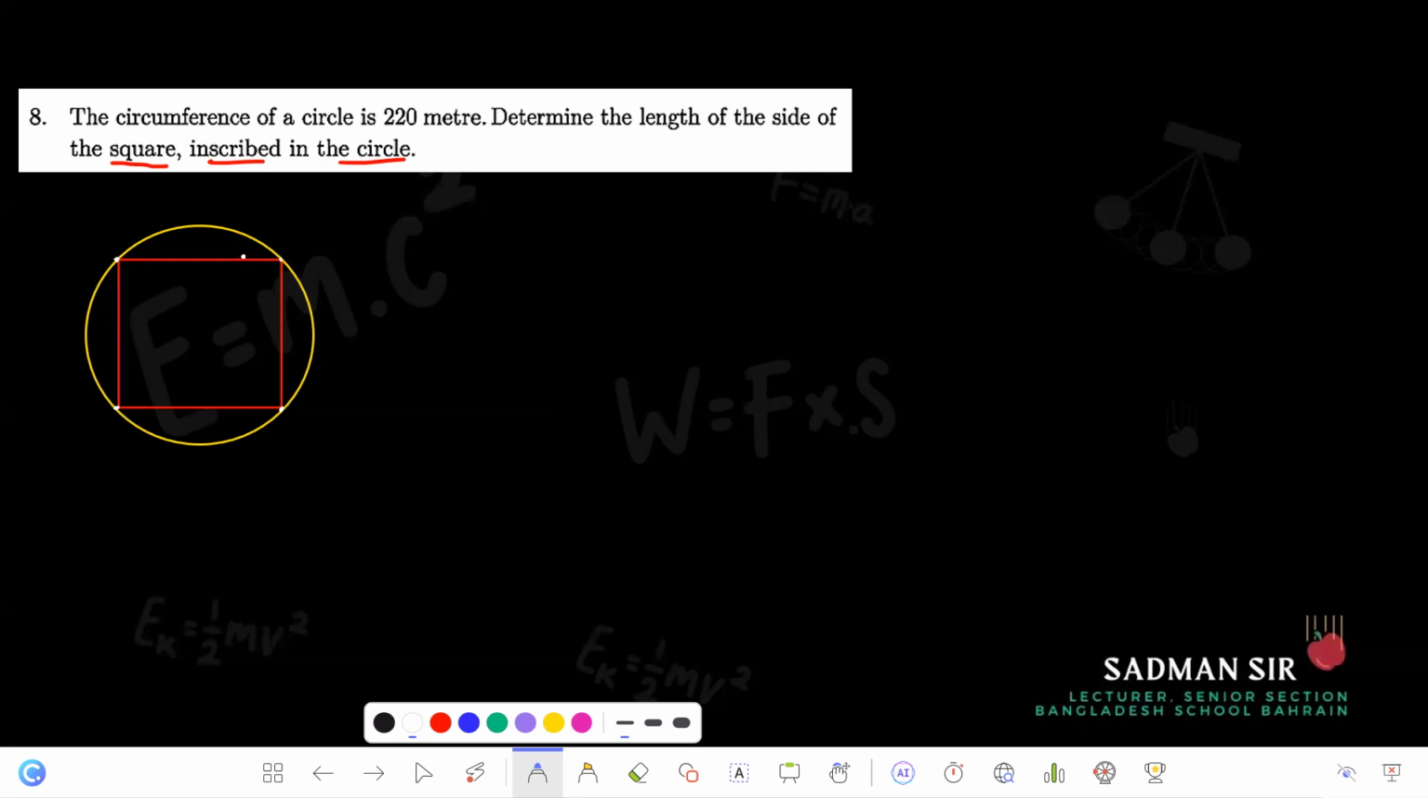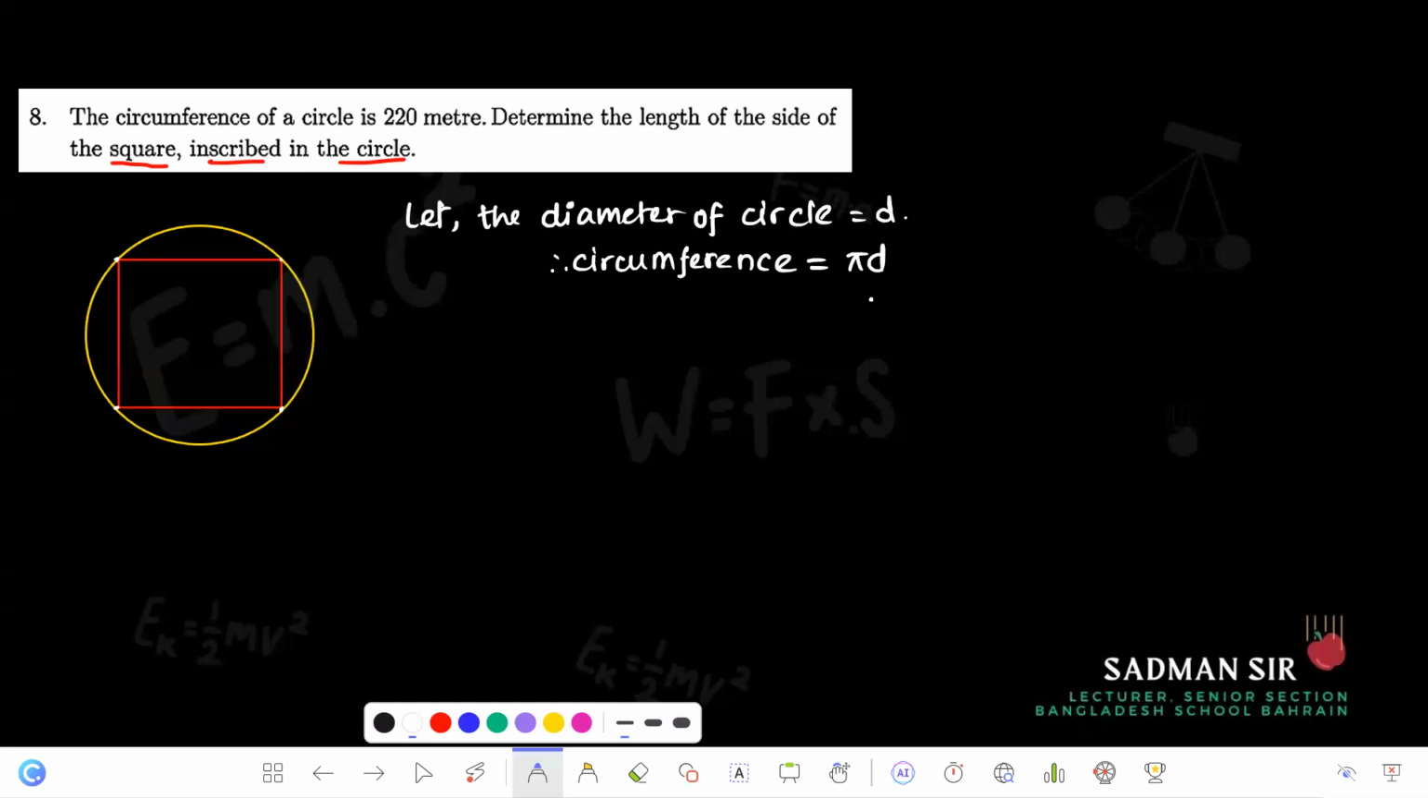Now, the circumference of the circle, we will consider some things like let the diameter of the circle be d. And what will be the circumference? In case of radius, it is 2 pi r, but if you are trying to find out the circumference using the diameter, it is pi d, as we discussed in the previous ones, right?